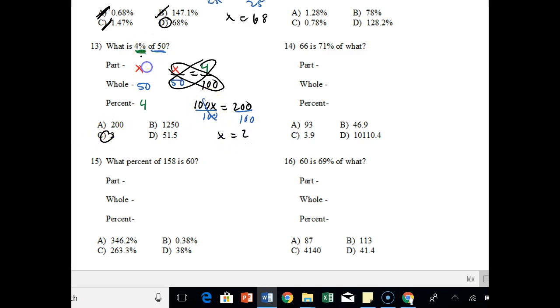Think about that. 2 is 4% of 50. Half of 50, or 50% of 50, is 25. So it makes sense that our answer should be way less than 25. Look at all these answers. They're all way more than 25. They make no sense, okay?